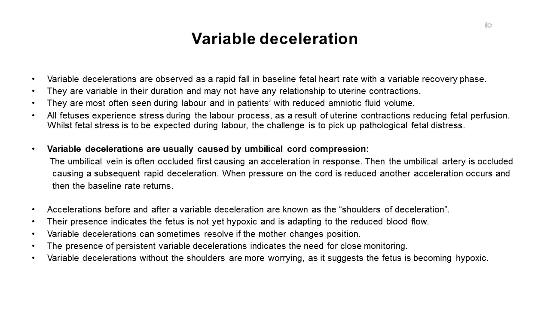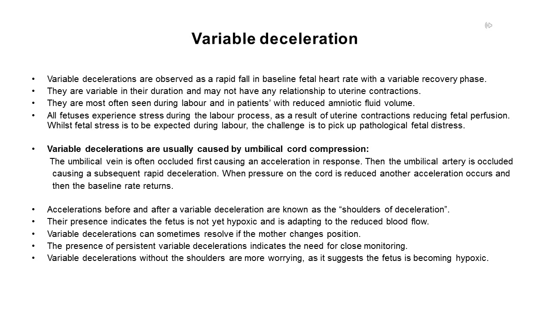Variable decelerations are usually caused by umbilical cord compression. The umbilical vein is often occluded first, causing an acceleration in response. Then the umbilical artery is occluded, causing a subsequent rapid deceleration. When pressure on the cord is reduced, another acceleration occurs and then the baseline rate returns. Accelerations before and after a variable deceleration are known as the shoulders of deceleration. Their presence indicates the fetus is not yet hypoxic and is adapting to the reduced blood flow.